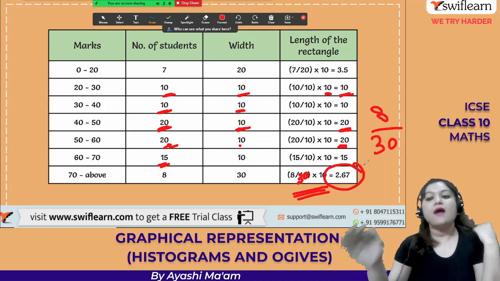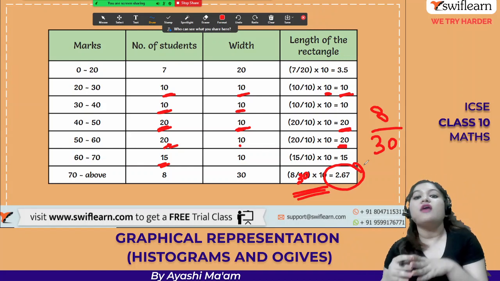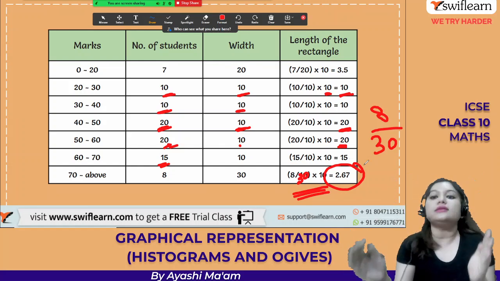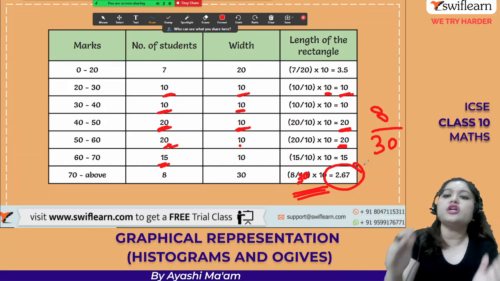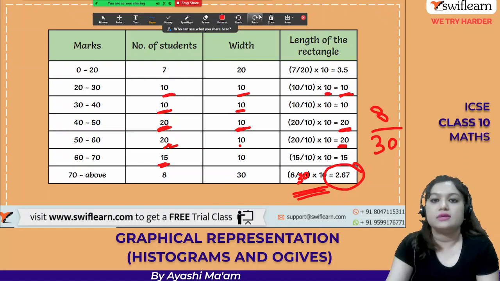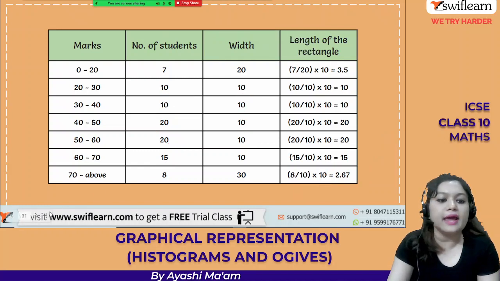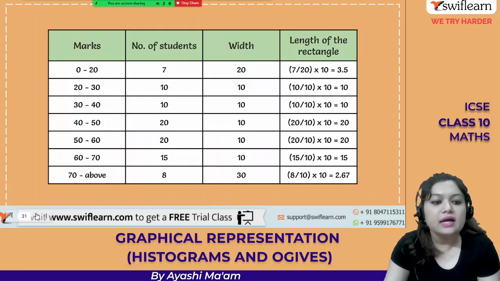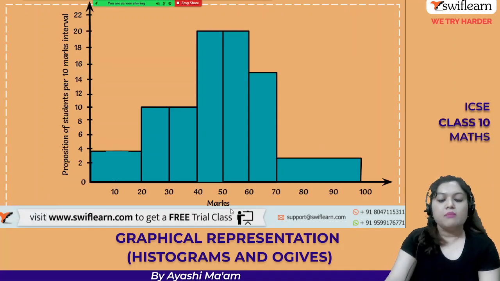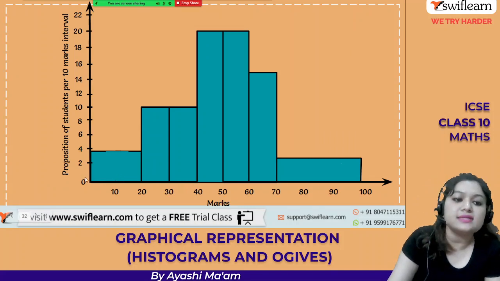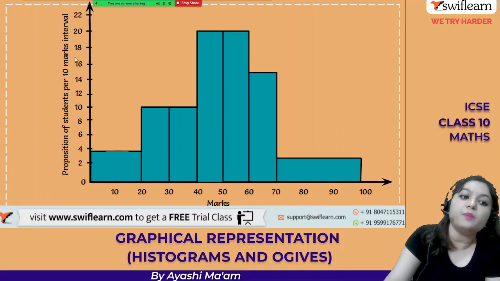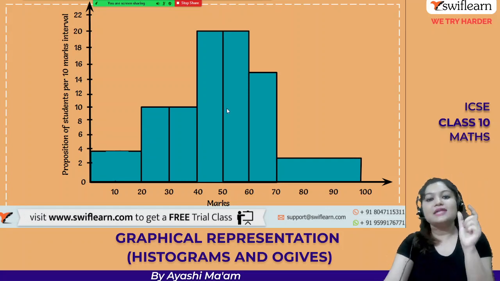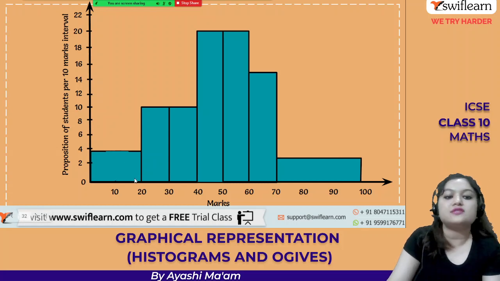So why did we do it? Because our rectangles were of varying widths and we want to form a proportional thing. We want to make it proportionate to the minimum class size, which is 10. All right. Now this is your correct form of representation. Now you can easily see marks on the x-axis. On the y-axis you can see the proportion of students per 10 marks interval, right? So we took the minimum class size as 10 and that's how the graph has been plotted.